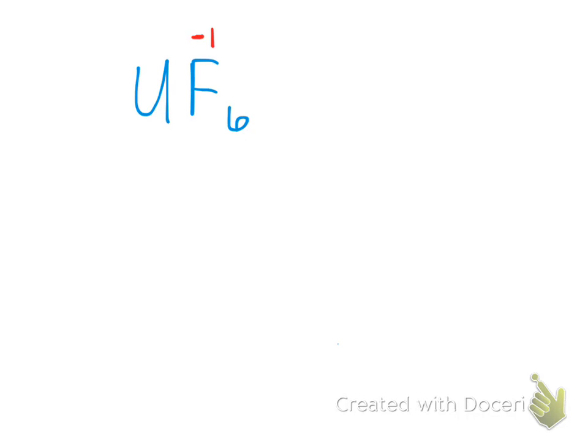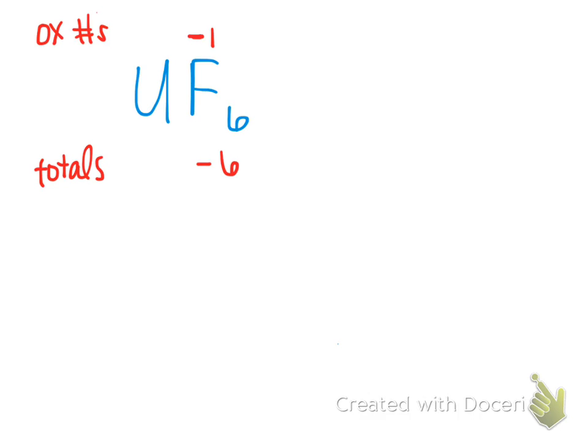Then how many of those fluorine atoms do we have in this molecule? 6, right? So I need to multiply its oxidation number times how many of them there are. That gives me a -6. So I'm just going to write that down here at the bottom. That tells me its totals, okay? Up at the top are going to be our oxidation numbers, and at the bottom are going to be our totals, okay?